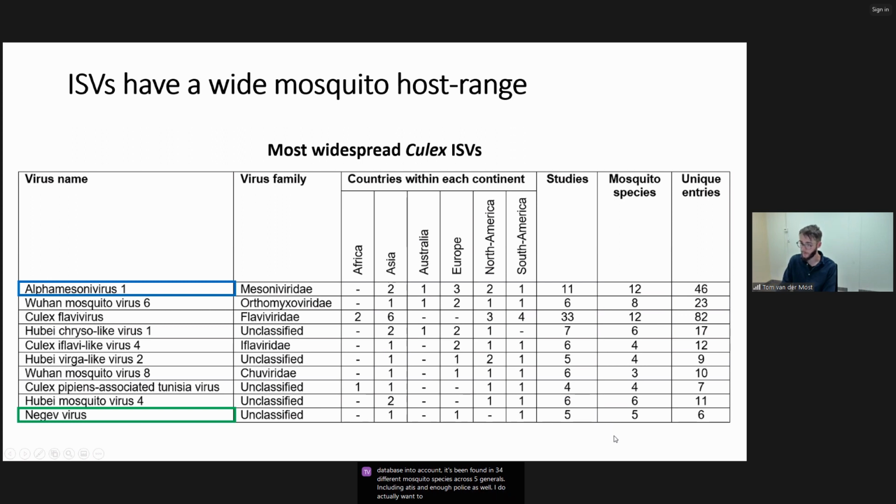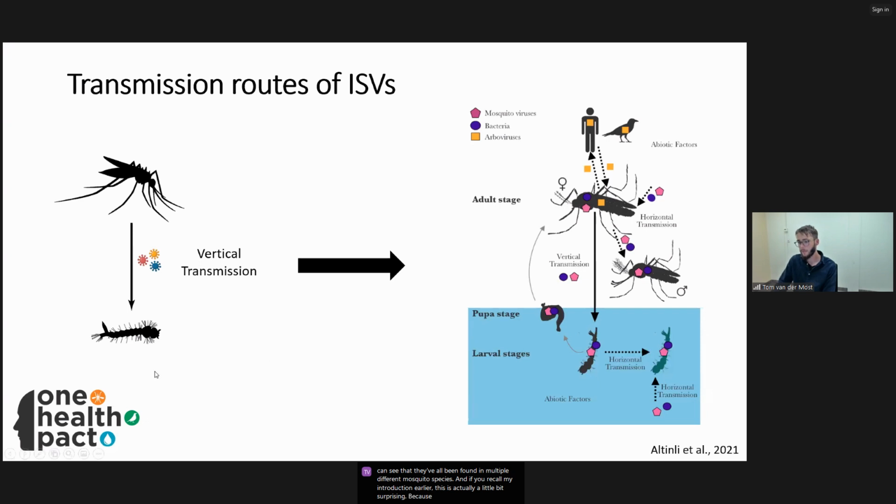I do actually want to make a broader point though. It's not only alpha mesonivirus 1, but if you take a look at all of these prevalent viruses in our database, you can see that they've all been found in multiple different mosquito species. And if you recall my introduction earlier, this is actually a little bit surprising. Because if you have the dogma that most of these viruses would be transmitted vertically, or that's what you would assume, there are no clear transmission modes by which these viruses can be transmitted from one mosquito species into the other. So seeing that a lot of different viruses have multiple different hosts indicates that other transmission methods perhaps are playing a more important role than we usually think of.